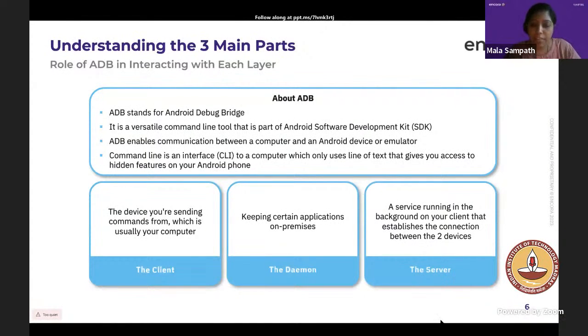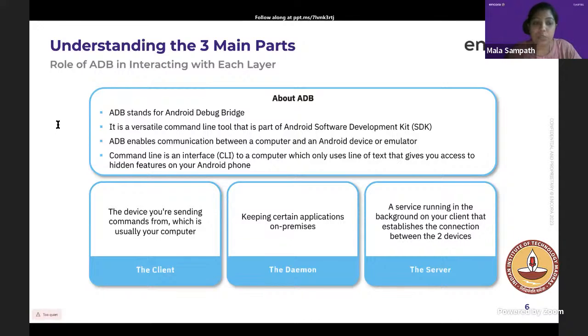The client is our computer, which is sending the commands. On the command line, we give the inputs from our computer, that is the client. The daemon is the one which is running on our phone, that is the background service, and which receives the commands from the client.